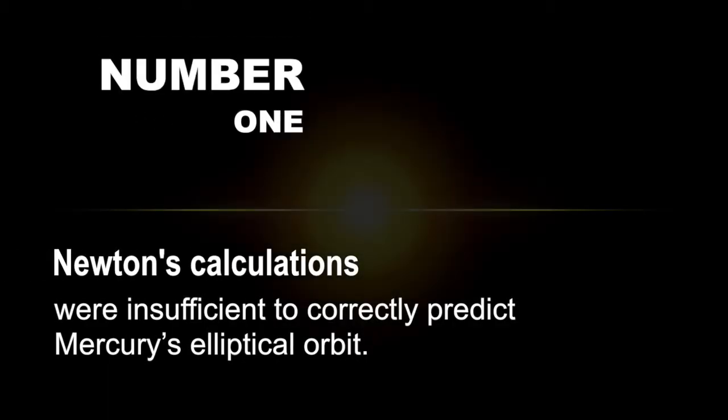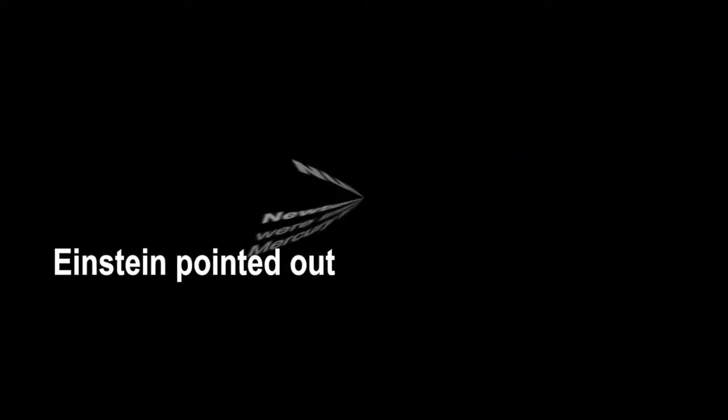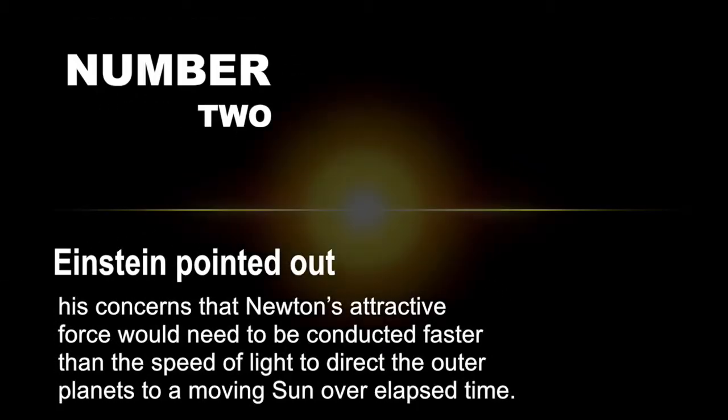Number 1. Newton's calculations were insufficient to correctly predict Mercury's elliptical orbit. Number 2. Einstein pointed out his concerns that Newton's attractive force would need to be conducted faster than the speed of light to direct the outer planets to a moving sun over elapsed time.